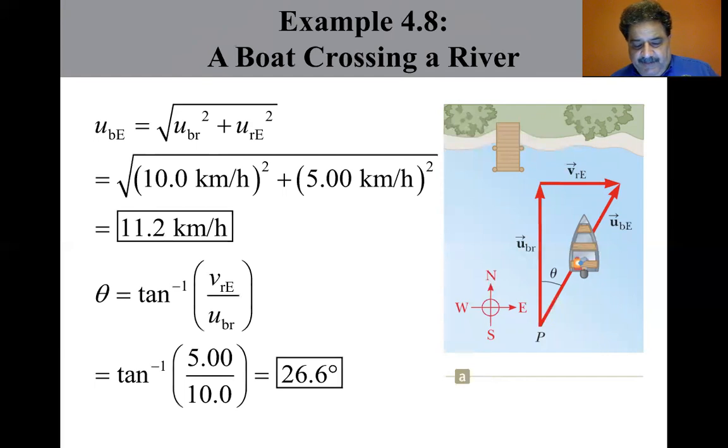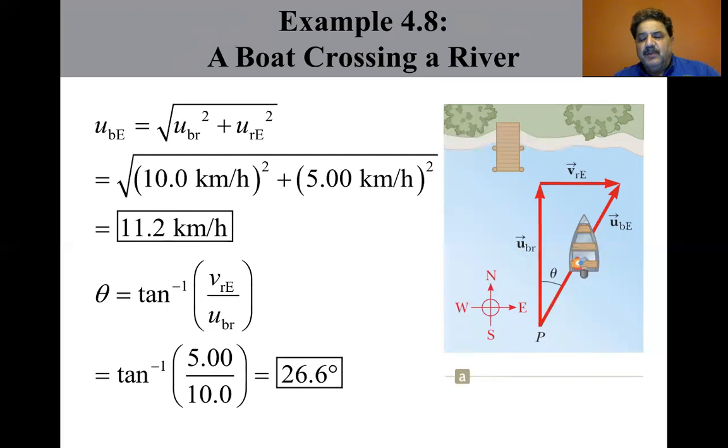Let's find the direction of UBE, that is the angle. It's the tangent. So what is it relative to theta? The VRE is the opposite, and the UBR is the adjacent. So the tangent inverse of the opposite over adjacent, that is the tangent inverse of VRE over UBR, will give us the angle. So the tangent inverse of 5 over 10 is 26.6.